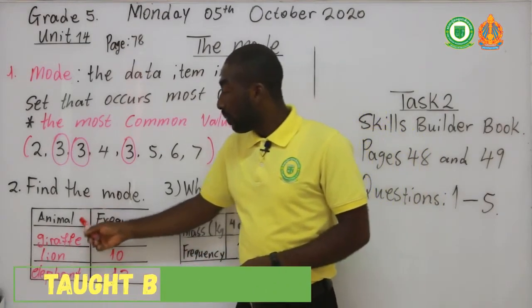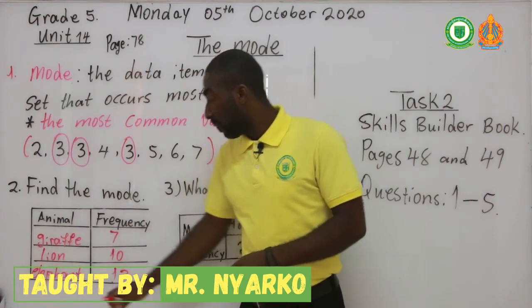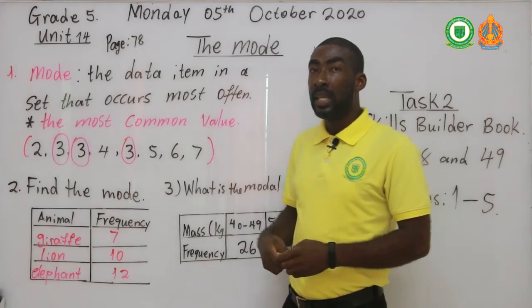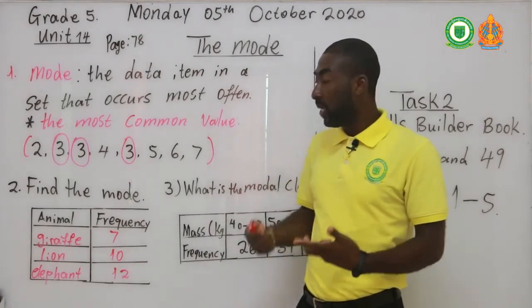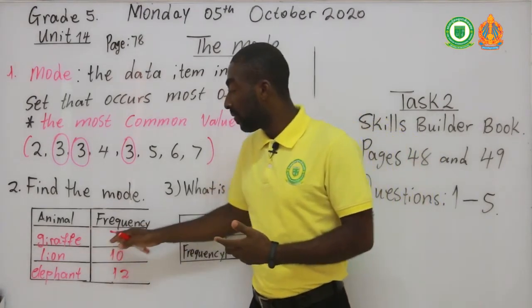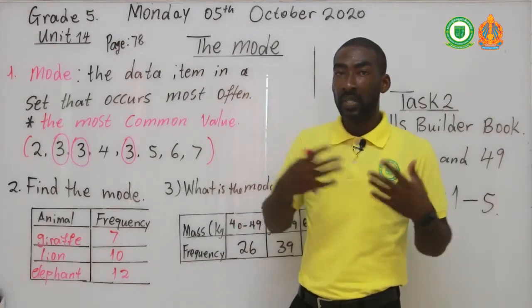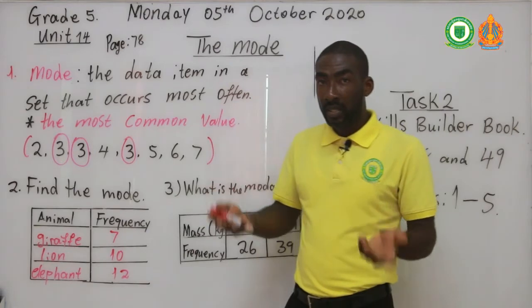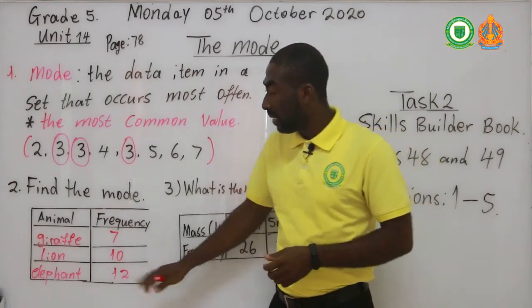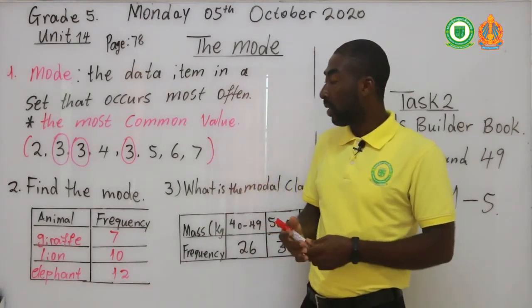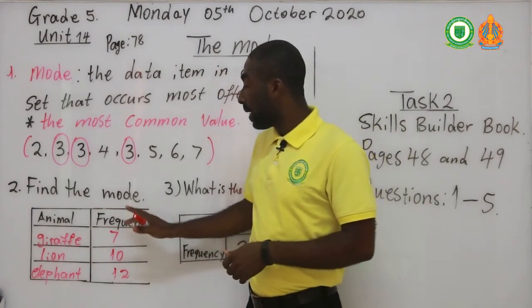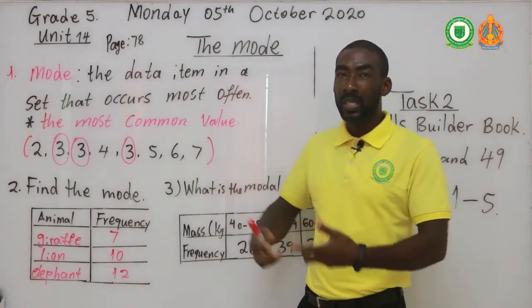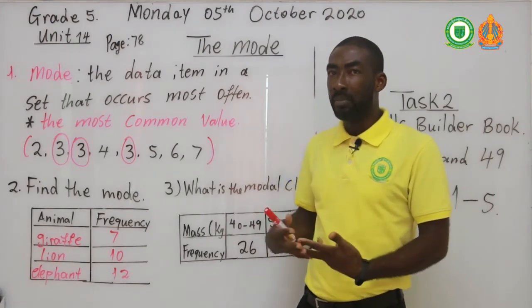So the animals here, we all know the animals, okay? And then the frequency. The frequency means the number of times they appear. So that means giraffe, they have 7. They have 7 giraffes. Lion, they also have 10 lions. And then elephants, they have 12 elephants, okay? So this is the explanation for a frequency, the number of times that you are counting that particular item.